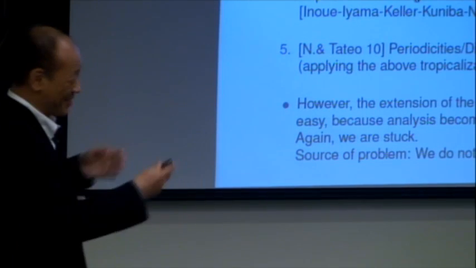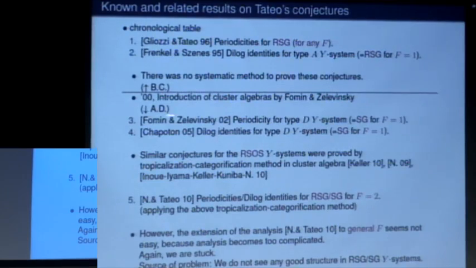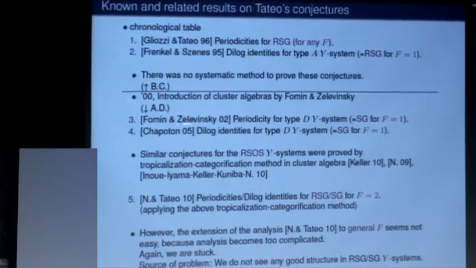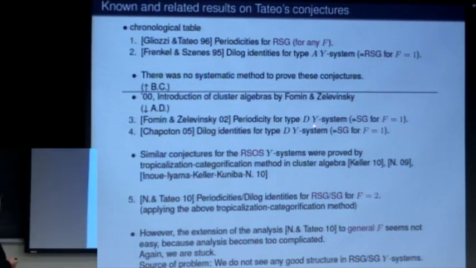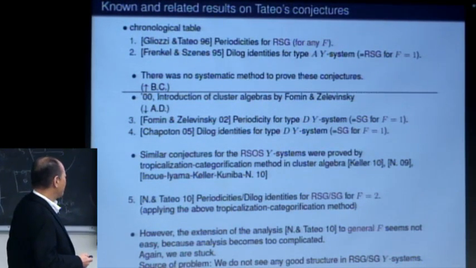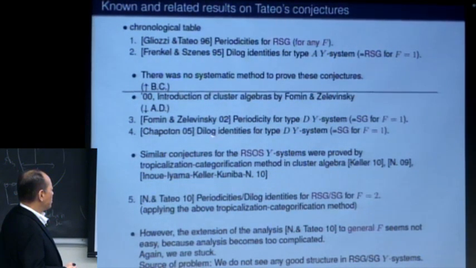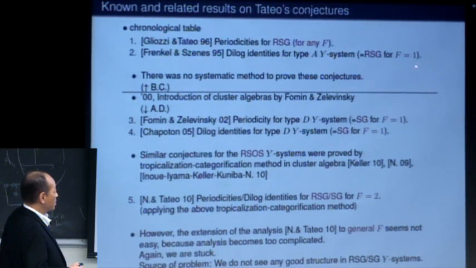Anyhow, the first improvement was the proof of periodicity for type D. Also, they did it for type E, but this is particularly sine-Gordon for f equal 1. That's good. Then Fomin and Chapoton used this result to even prove the dilogarithm identity for the type D case. So in a sense, together, the f equal 1 case was finished.